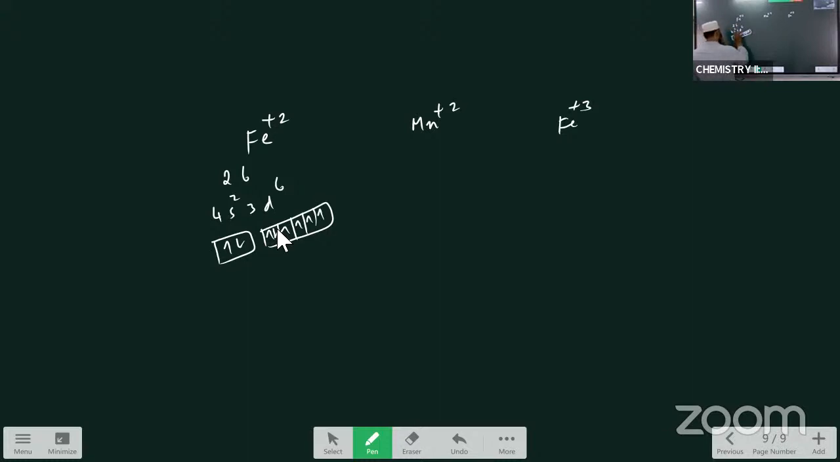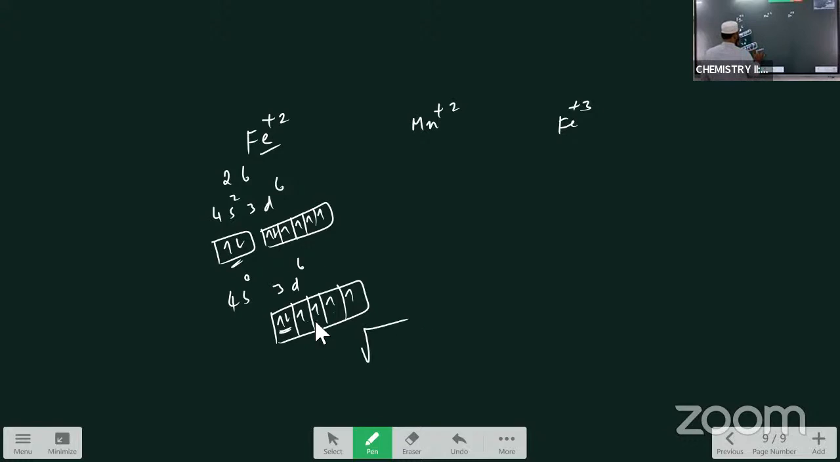See here, Fe plus 2 means you have to remove the 2 electrons. The configuration is 4s0, 3d6. Keep 4s0 as it is. d6 configuration: 1 2 3 4, and this is the sixth electron. How many unpaired electrons are there? This is paired. How many unpaired? 1 2 3 4. There are 4 unpaired electrons. So substitute in the formula.